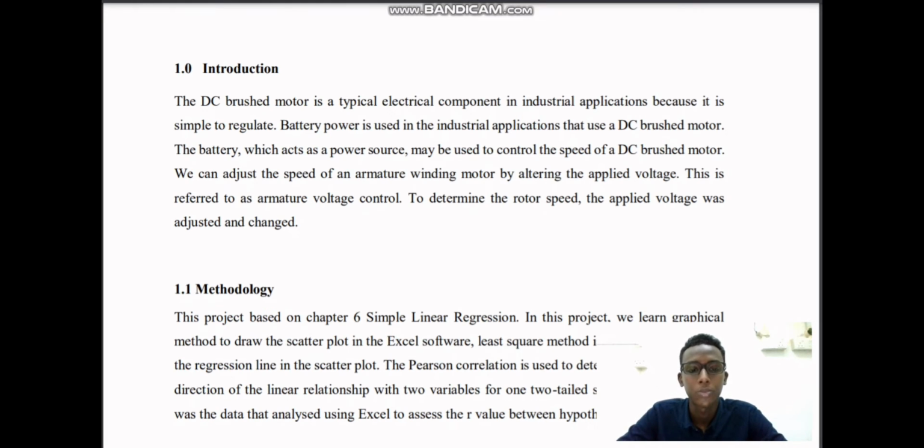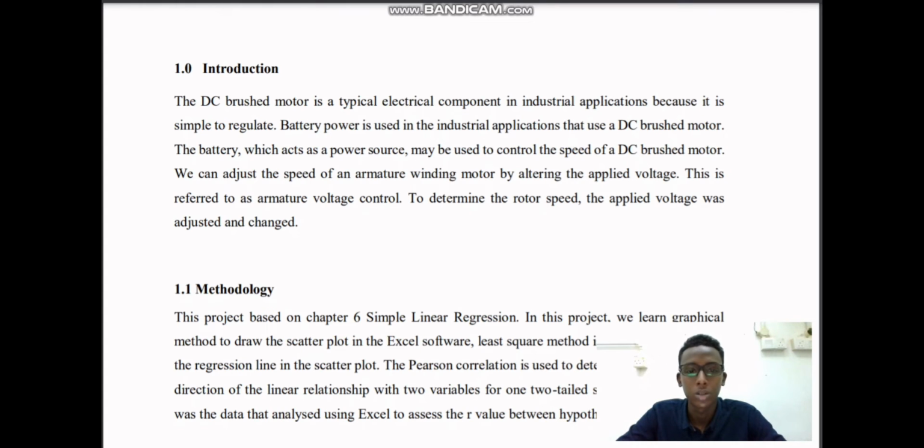Firstly, introduction. DC brush motor is an electrical component which is commonly used in industrial applications. Because it is easy to control, the industrial applications that use a DC brush motor are powered by battery. The battery acts as a voltage source that can control the varying speed of the DC brush motor. We can adjust the speed of an armature winding motor by altering the applied voltage. This is referred to as armature voltage control. To determine the rotor speed, the applied voltage was adjusted and changed.